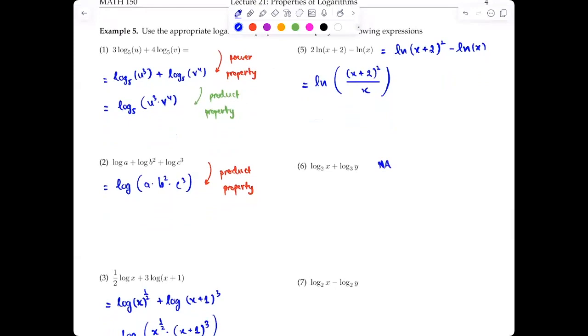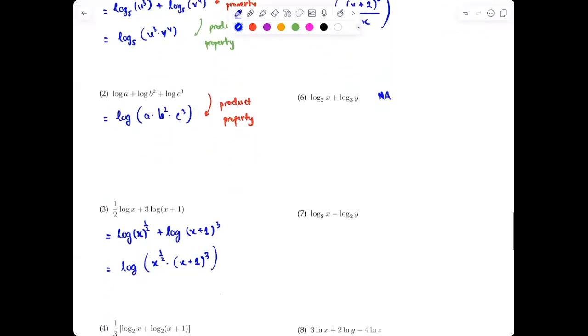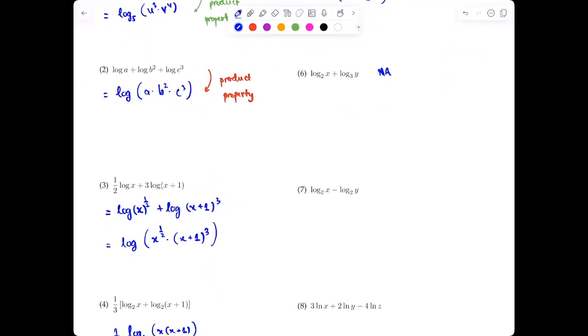Number 7 is hopefully straightforward. They have the same base and there's a difference. So this is the quotient property. I should have started the problem with this one. Log base 2 of x minus log base 2 of y. It's a lot simpler.